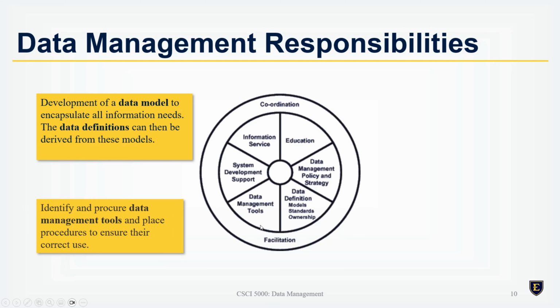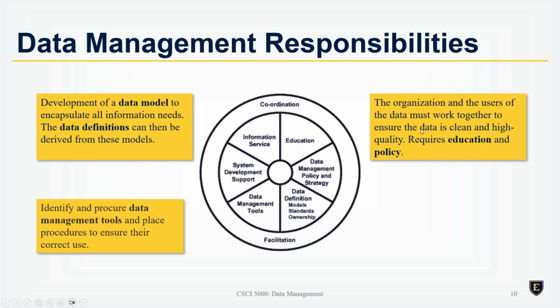Second is identifying and procuring data management tools, here in this slice, and then placing procedures to ensure that the tools are being used correctly and the data that comes out of them is a good thing for the company's core business. The organization and the users of the data must work together to ensure the data is clean and high quality. And that requires policy and education. So these two slices deal with policy and education and strategy for ensuring that the data that you have is maintained and is high quality.